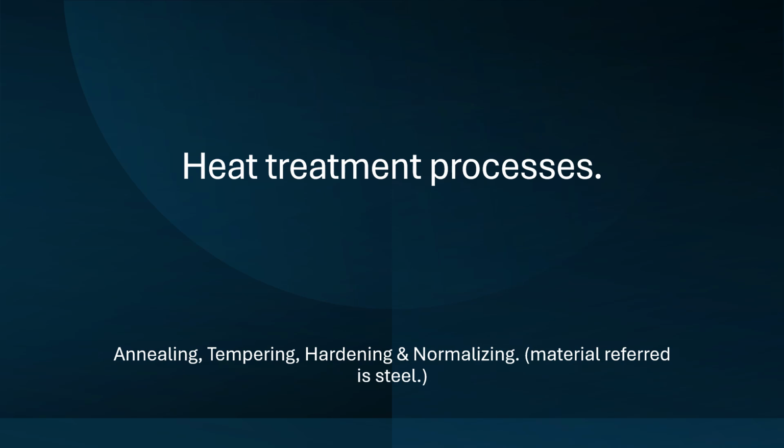Welcome back to another video, where we delve into the fascinating world of materials science. Today, we're exploring the essential heat treatment processes used to alter the properties of metals, specifically annealing, tempering, hardening, and normalizing. Each of these processes plays a crucial role in shaping the characteristics of materials we use every day. Let's take a closer look.